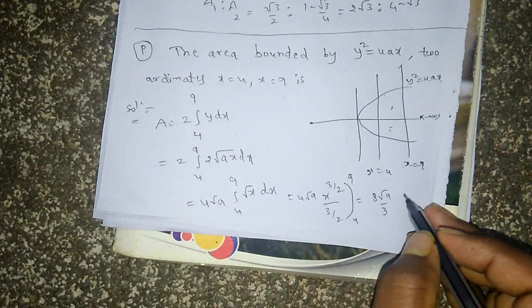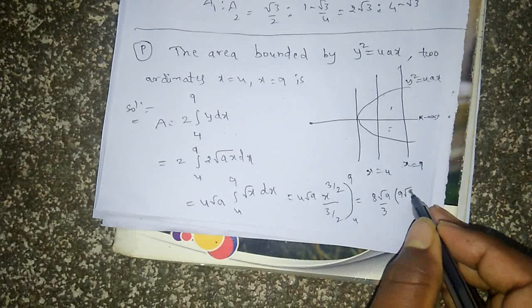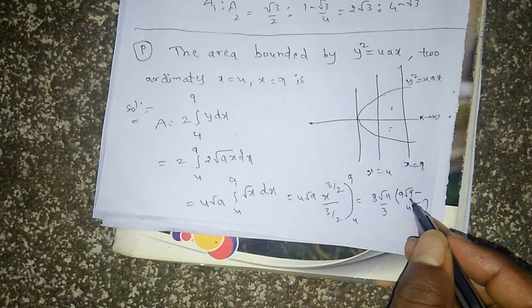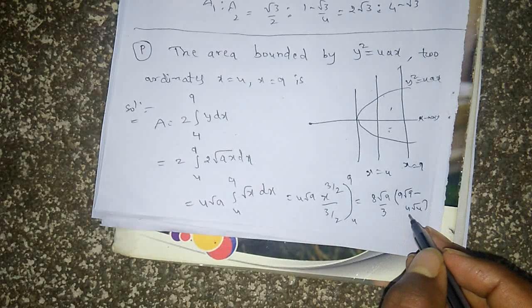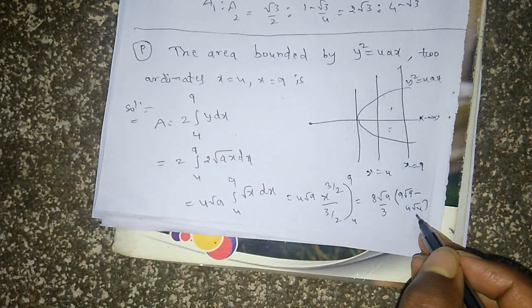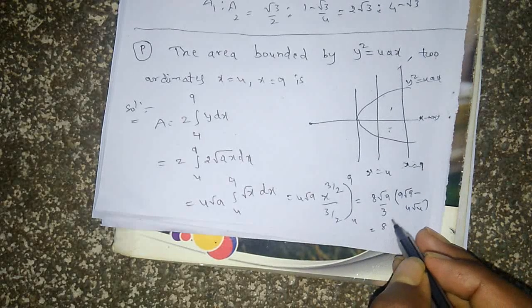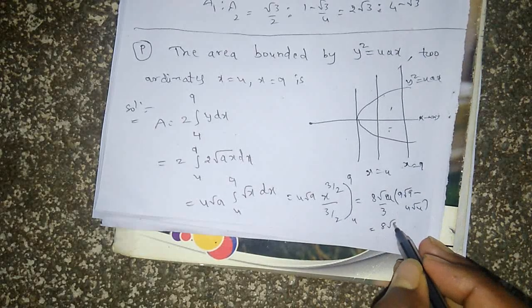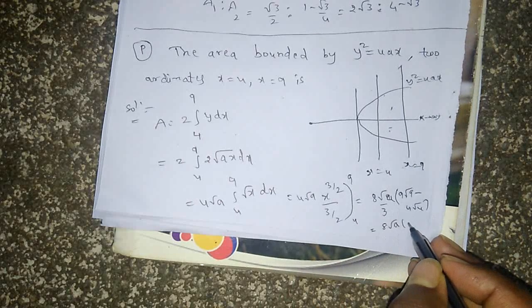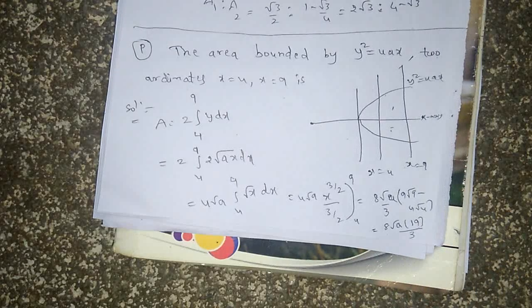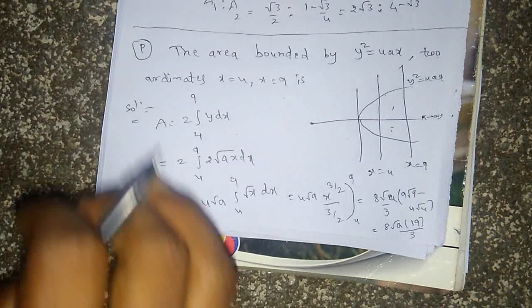This is x root x: 9 root 9 minus 4 root 4. 9 root 9 is 9 times 3, that is 27. 4 root 4 is 4 times 2, that is 8. 27 minus 8 is 19. So this is 8 root a into 19 by 3, which is the required area.